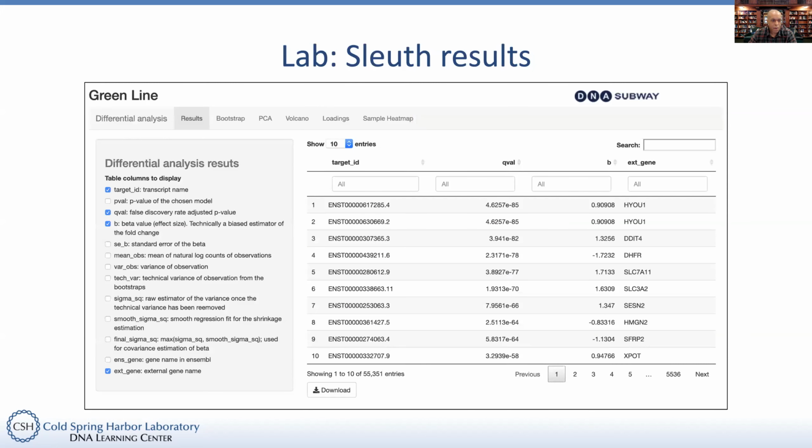Okay, so what we're going to do now is take a look at these results as they appear in DNA Subway. So I'm going to go back and bring up DNA Subway.